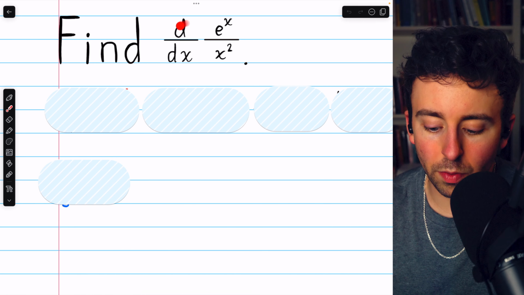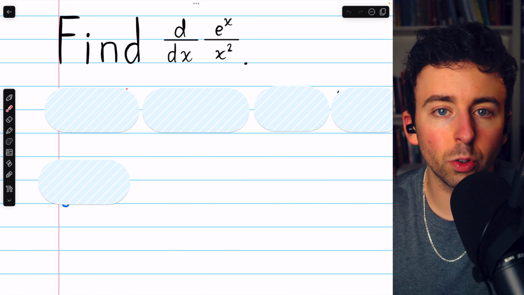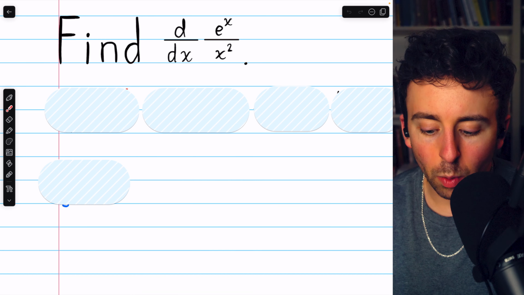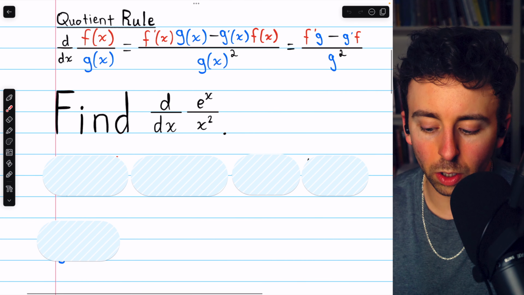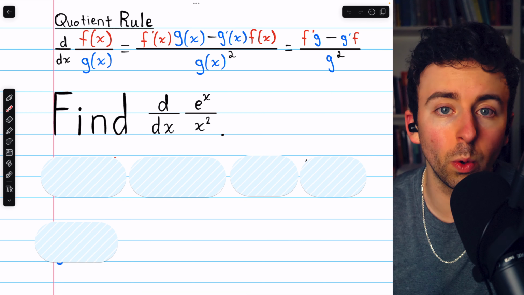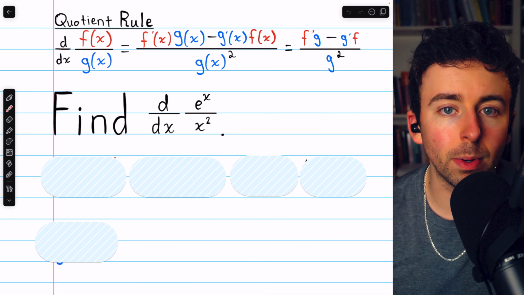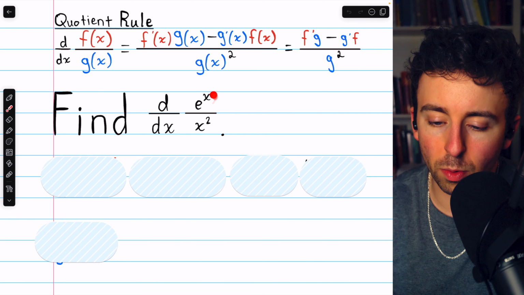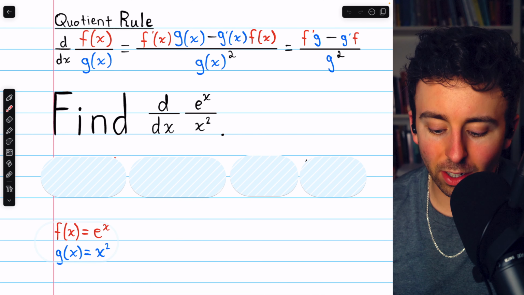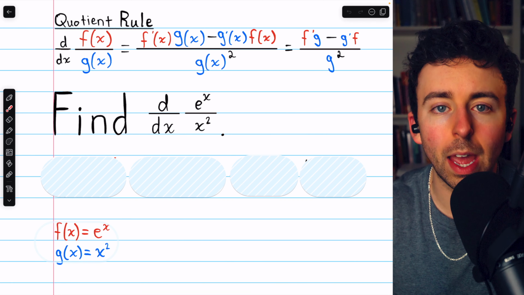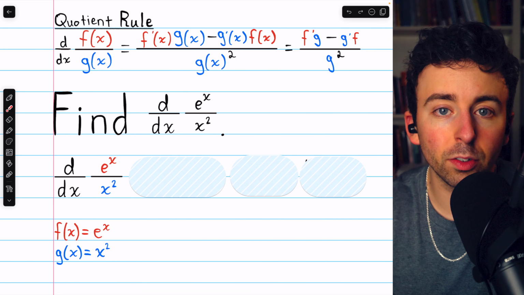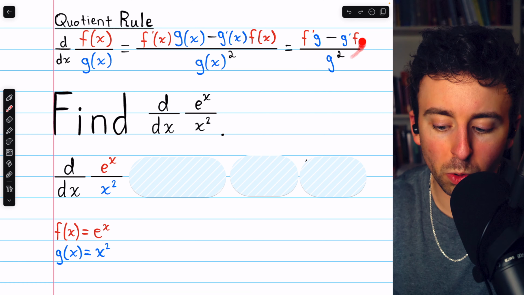Let's find the derivative of e to the x over x squared. Since we have e to the x divided by another function, we're going to need to use the quotient rule, which I've written here for your reference. f prime g minus g prime f, divided by g squared. f is the numerator, e to the x, and g is the denominator, x squared. So to take the derivative of e to the x over x squared, we just use our quotient rule.